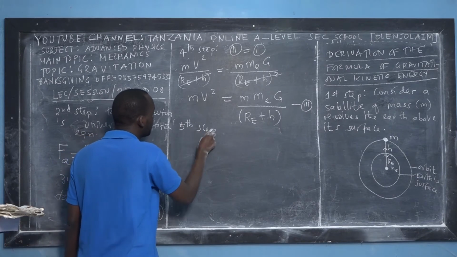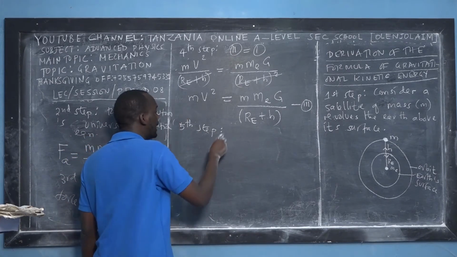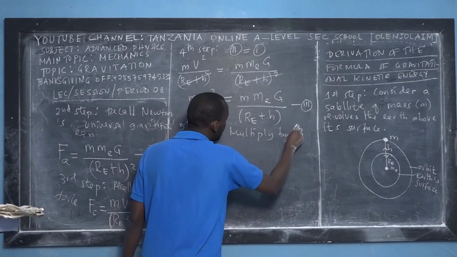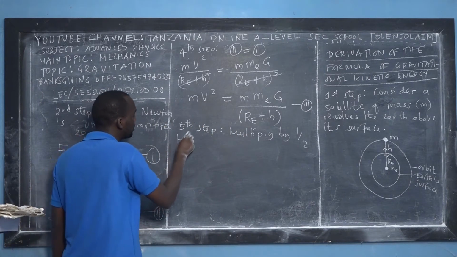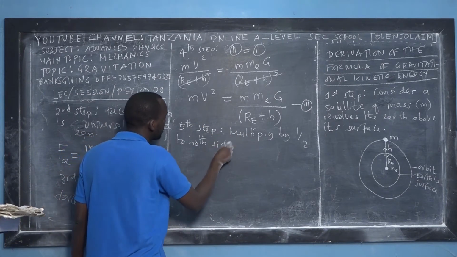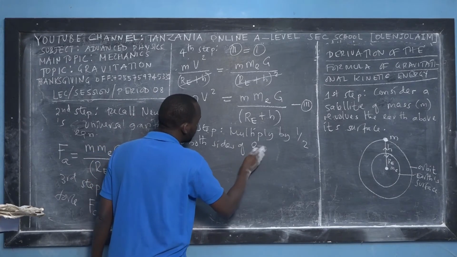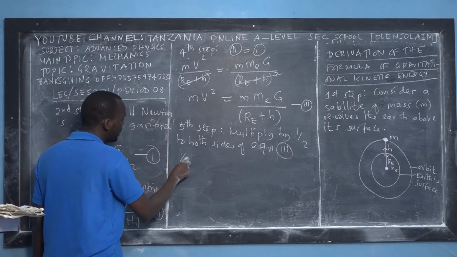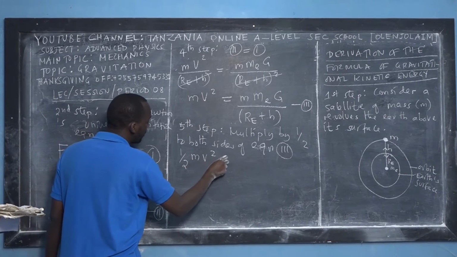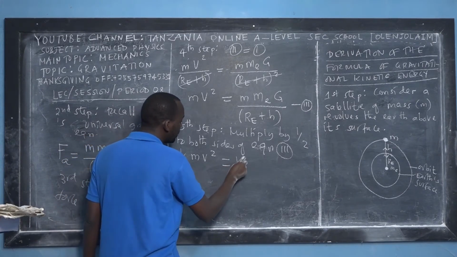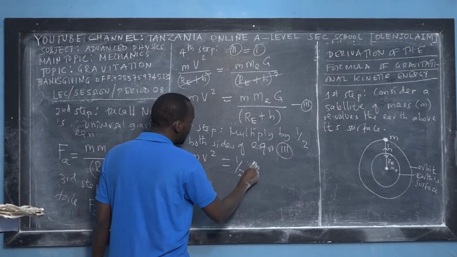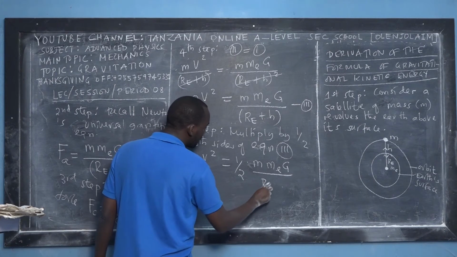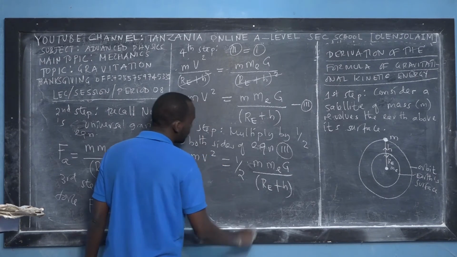So we go to the fifth step: multiply by a half on both sides of equation 3. Multiply your left hand side, a half times mass times the square of the velocity, and on the right you have a half times mass of the satellite, mass of the S, universal gravitational constant, over the radius of the S plus the height h, like this.